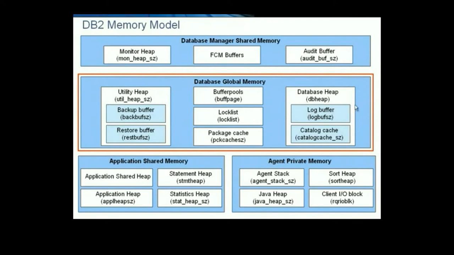Then on the right side, we have the database heap, and within that heap, we have the log buffer, which is used for recovery logs, and the catalog cache, which is used to cache the catalog, also known as the data dictionary. The catalog is often used, so it's good to cache it.